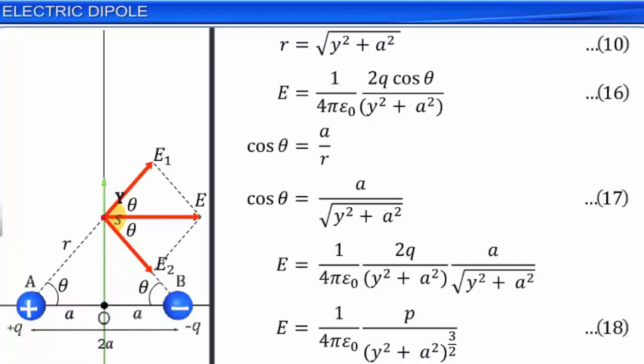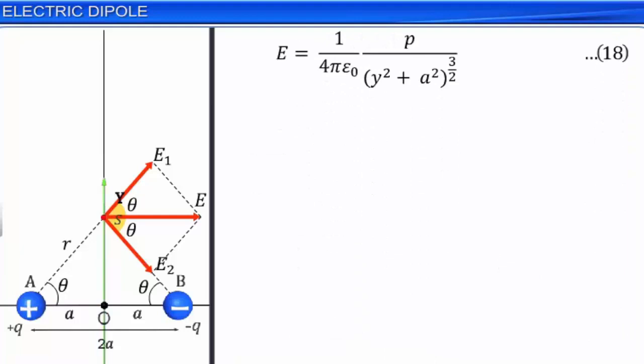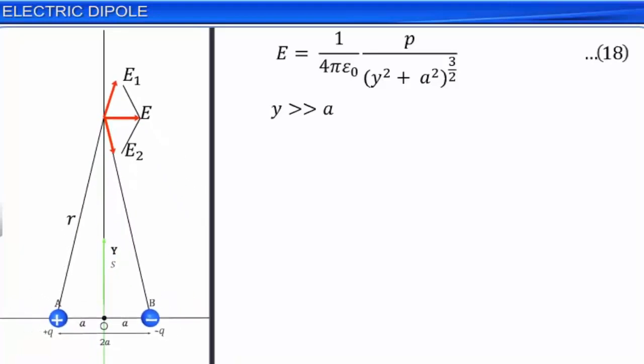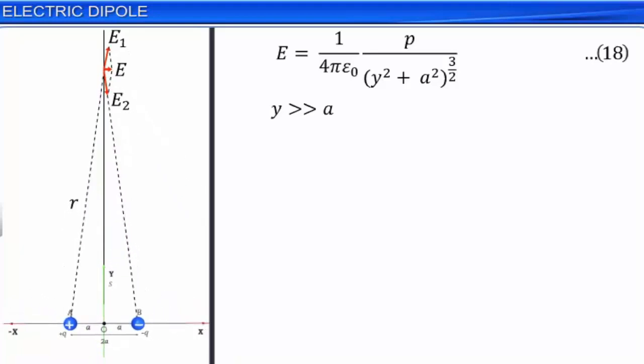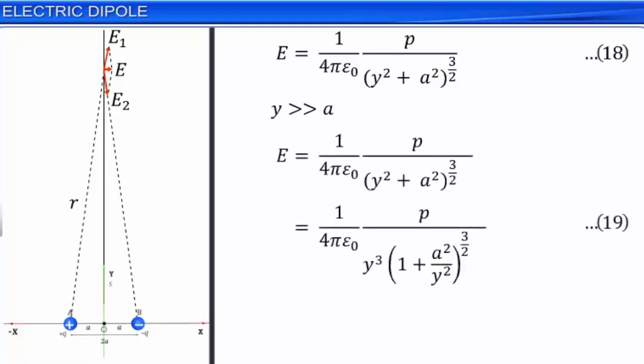When the point S is at a very large distance from the center O, then y is very large as compared to a. Then, writing the expression 18 as in equation 19 and neglecting the term a square by y square for y which is very large as compared to a in equation 19, and on further simplification, we get E is equal to 1 by 4 pi epsilon naught P by y cube. Let this be equation 20.